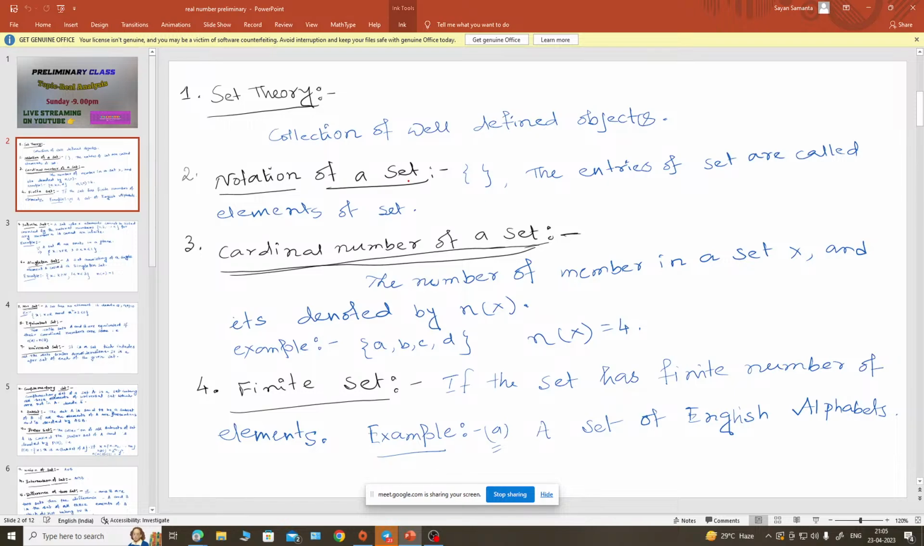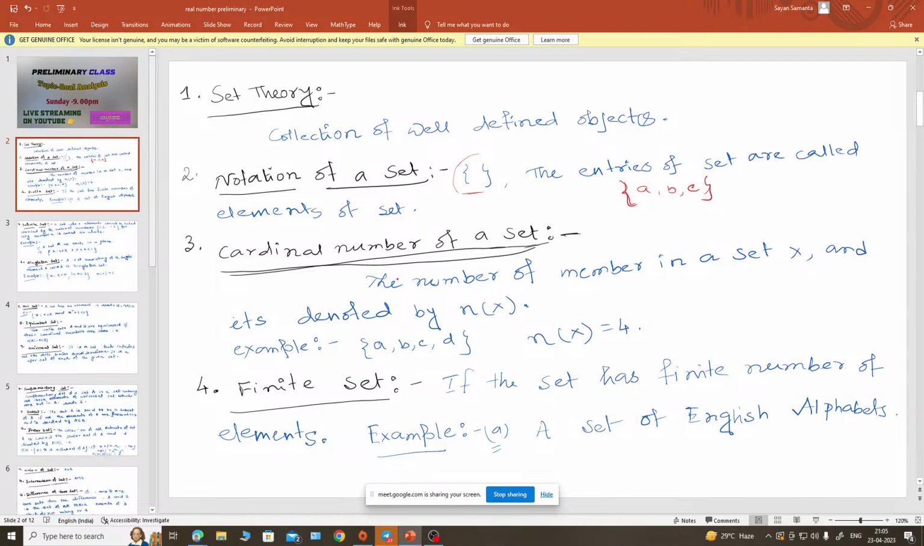Next, notation of a set. We basically define a set with curly brackets, and its entries are called elements. If A, B, C are three members, then we put these three members A, B, C in curly brackets. So A, B, C are the elements of the set, and we denote it by curly brackets. Got it?